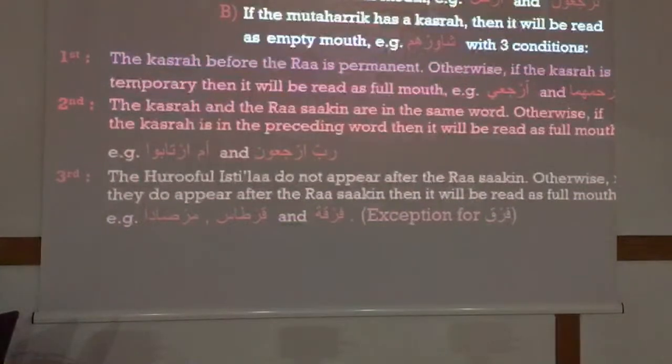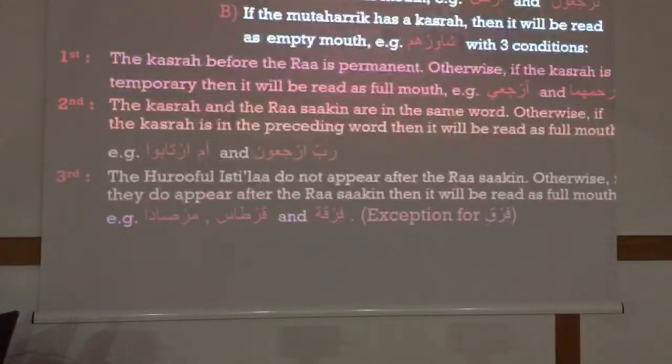Okay, but the first condition was what? The first condition was the kasra needs to be permanent. If it's temporary, then the ra sakin will be full mouth. The second condition is the kasra and the ra sakin are in the same word. Okay, so I never looked at the second example of the first condition. The second example was irhamhuma. Same again. We have a ra sakin and there's an alif with a temporary kasra, so it's also going to be full mouth. So I want everyone to read it after me. Irhamhuma. One more time. Irhamhuma.